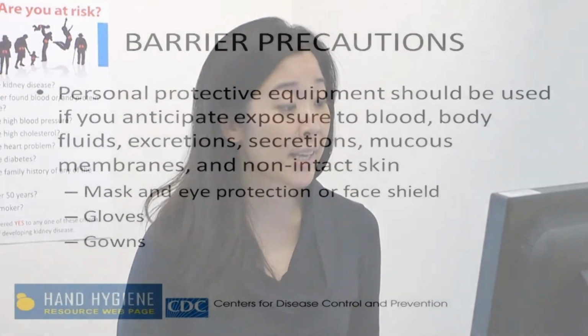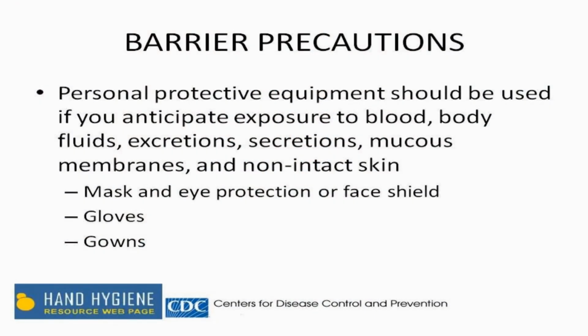I now have to talk to you guys about barrier precautions. Now, these are personal protective equipment that should be used if you anticipate exposure to blood, body fluids, excretions, secretions, mucous membranes, and non-intact skin. And these include mask and eye protection or face shield, gloves, and gowns.